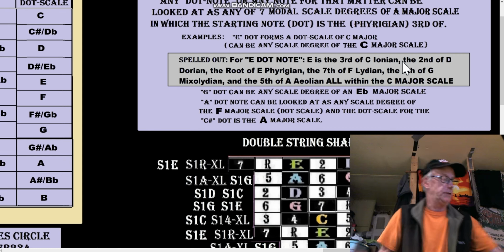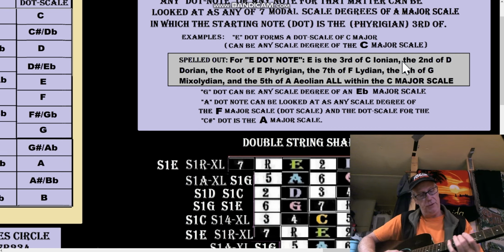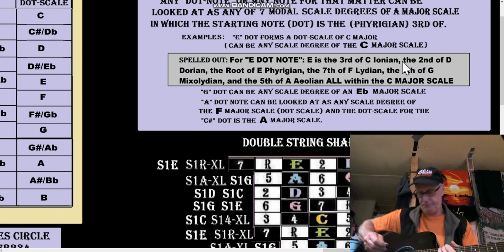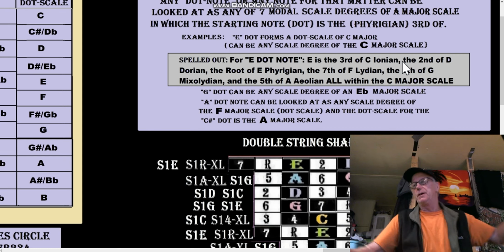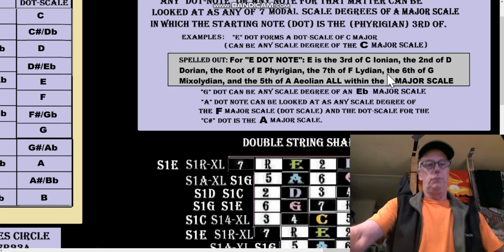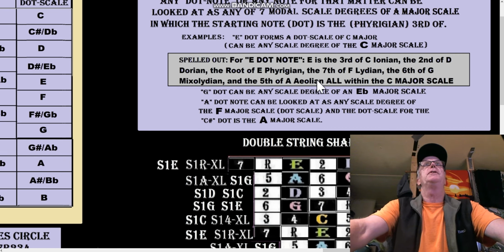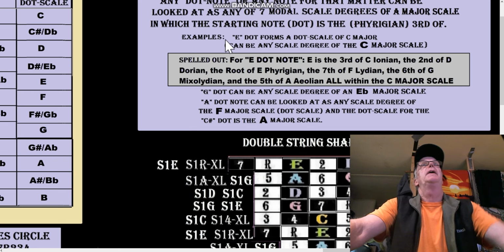Okay, so you take a note, you take a dot, and you know that it has these qualities. Alright, so the E note would be the third of the C. It'd be the second of the D. It'd be the root of the... I'm not going to do it on one string here because I'll get mixed up, but that's what it is. The one dot is going to have these qualities, and we have defined.